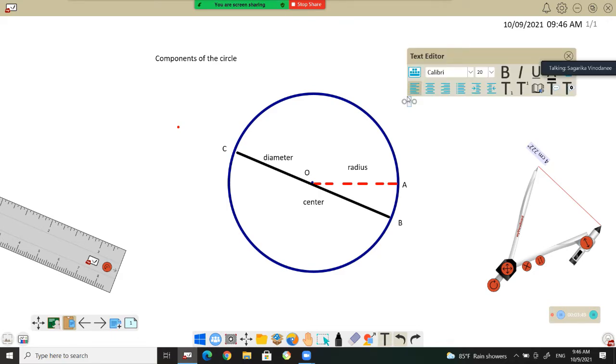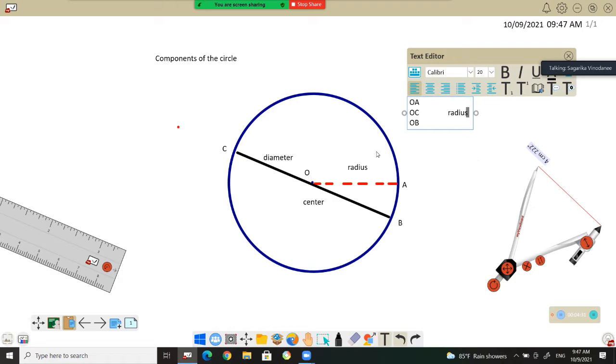So, what is OA? OA length. What is OC length? What is OB length? All these are called radius. Why? The plural word is radii. Why? OA is a line. OC is part of OB, but OC is also a line. OB is also a line. These are radii. Why? The line connects center O and the circle.